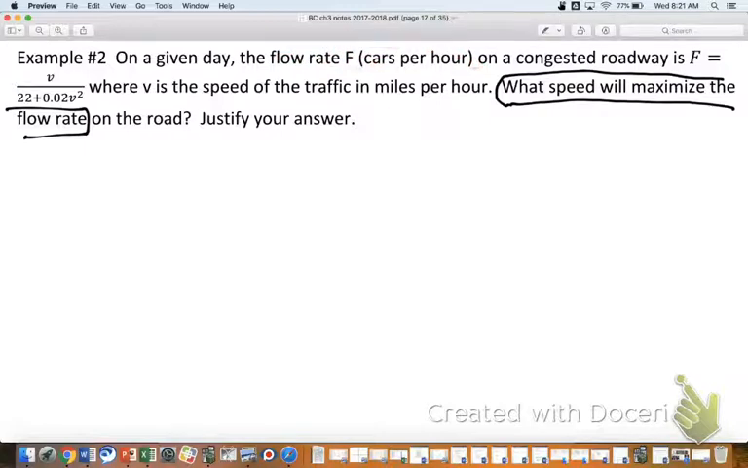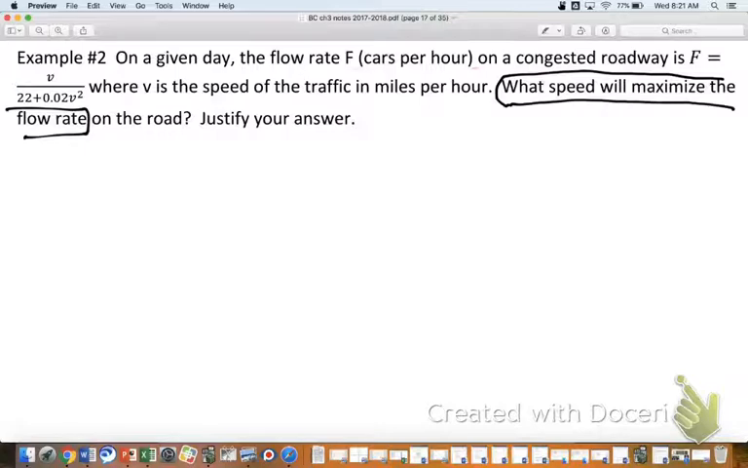If we're trying to maximize flow rate, let's think of a realistic domain here. What would be a lower bound for the speed, the v here? What would be a lower boundary? 0, yeah. Speed can't be negative. So the lower bound for v has got to be 0. It's got to be non-negative, right? Positive or 0. What's the upper bound? How high could the speed be?